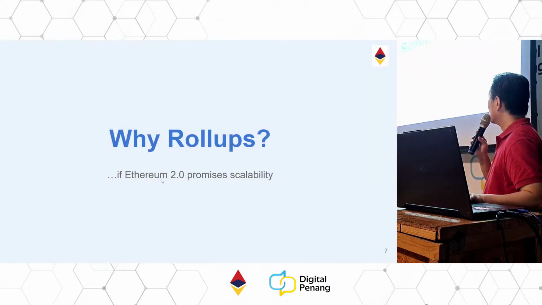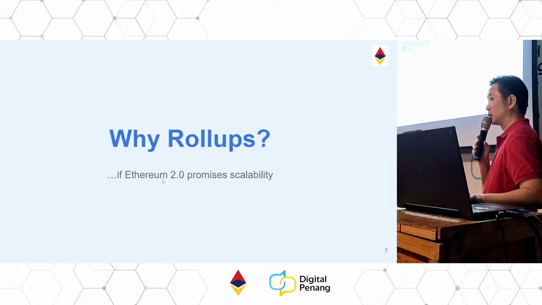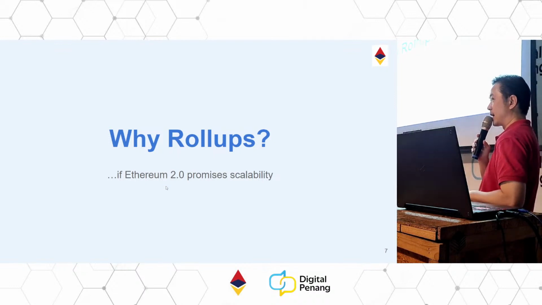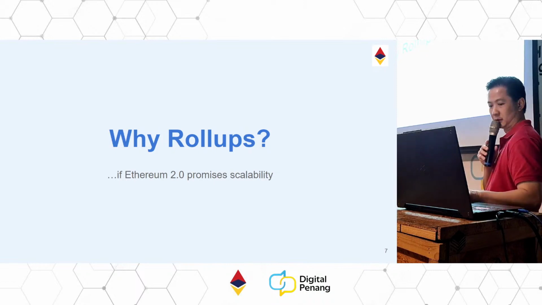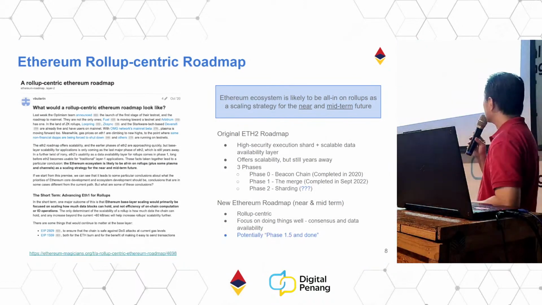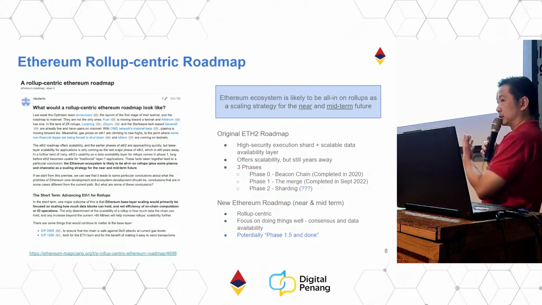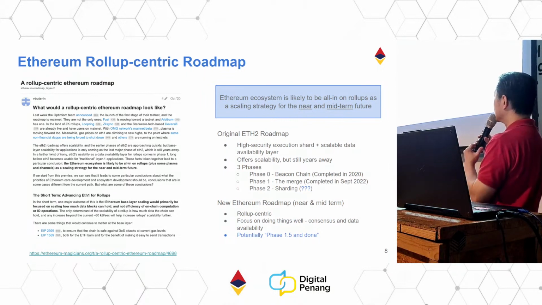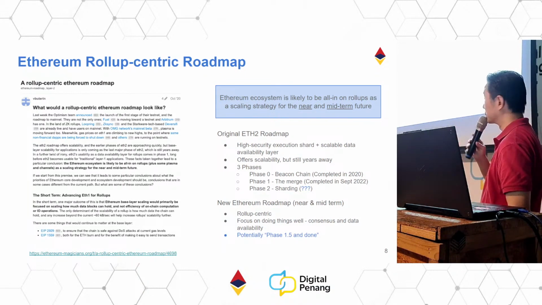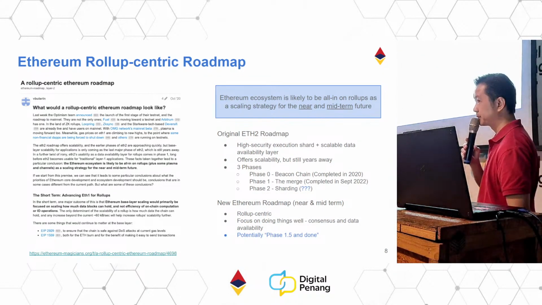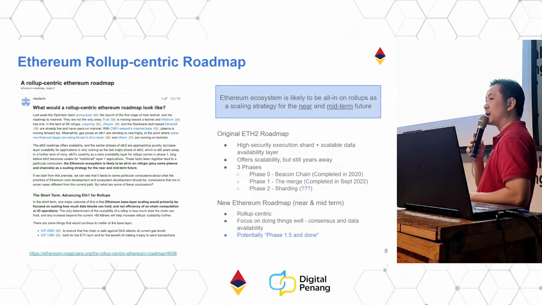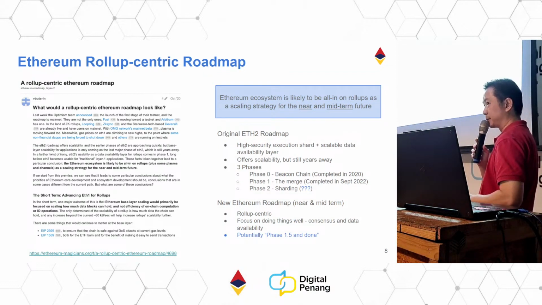Okay, so why rollups? Why are we talking about rollups? So we have our regular Ethereum there. Ethereum is good, we know about it, and it has been there for so long. Why do we now talk about something else, rollup? Okay, we talk about rollup because of this, right? This is a blog post proposed by Vitalik somewhere around October 2020. So he made a roadmap change to Ethereum, right?